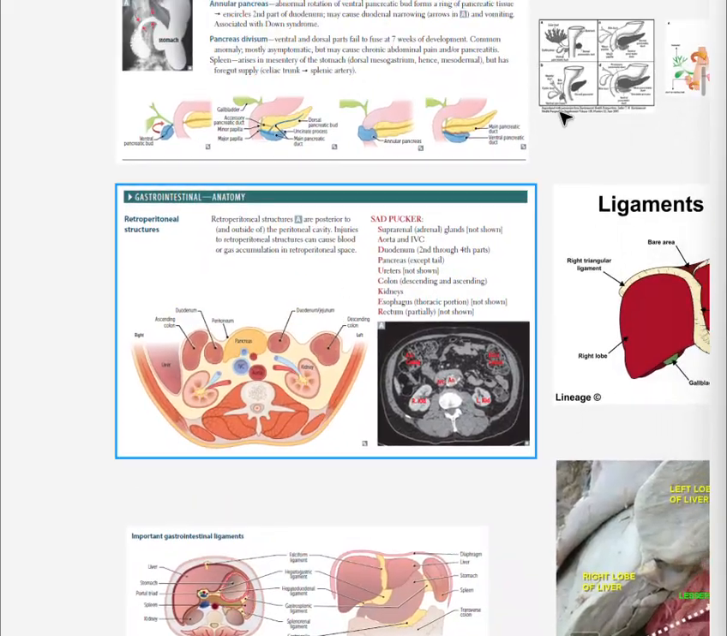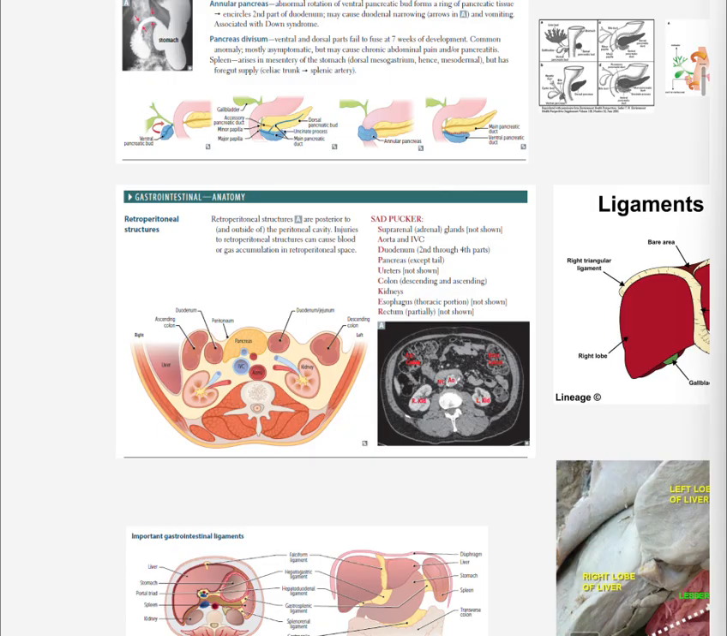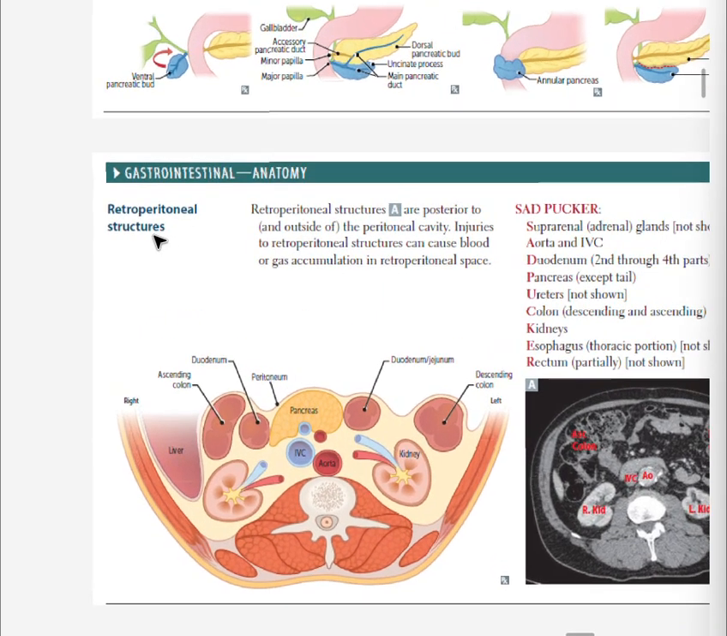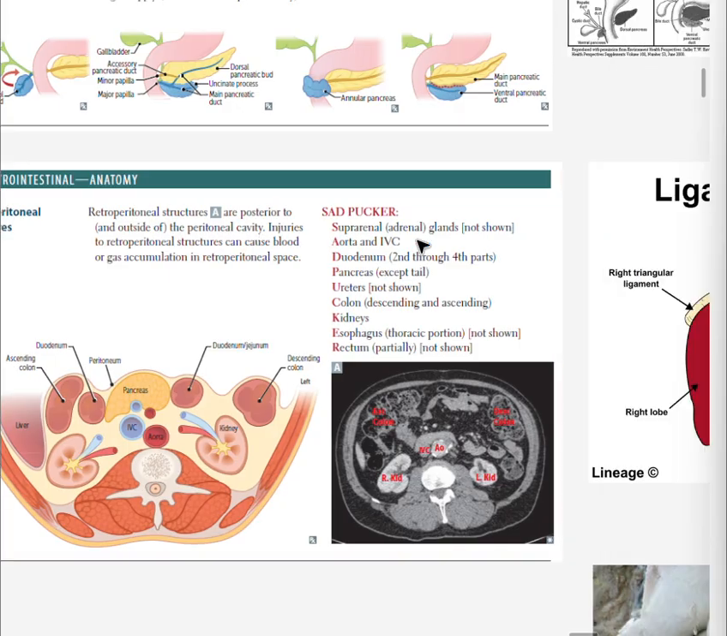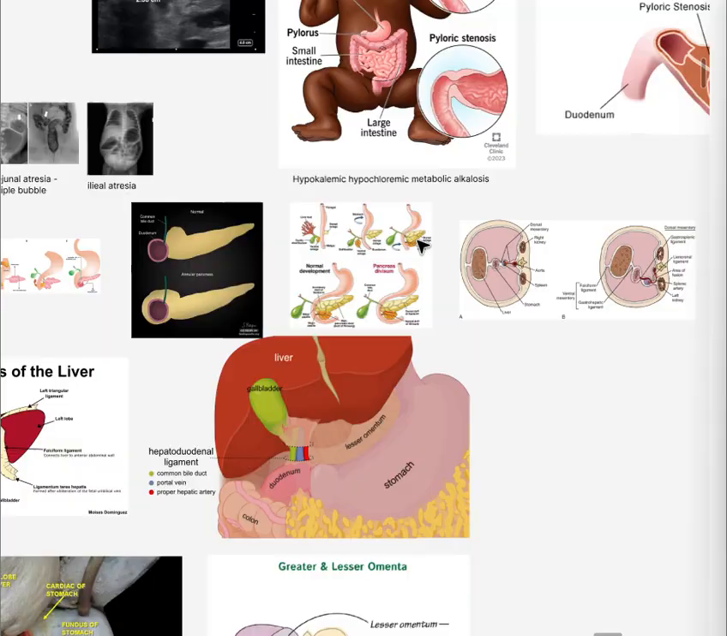Now moving on to our gastrointestinal anatomy. Now when we talk about the gastrointestinal anatomy, we have quite a few things here. First, let's see the retroperitoneal structures. When we talk about retroperitoneal structures, these are the structures that are posterior to and outside of the peritoneal cavity. Do you remember the peritoneal cavity I just showed you in this image?